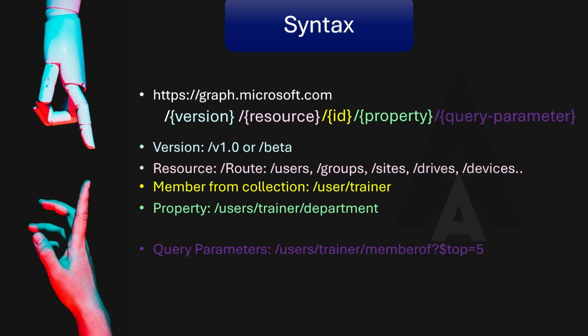A query parameter is something we use to narrow down the result. For example, we can apply a user principal name filter. I may want to see only the top 5 people, or figure out a person using their user principal name, like trainer at the rate anactens.com. This is my UPN. Using that, I want to see only a particular person's information, so I query it.